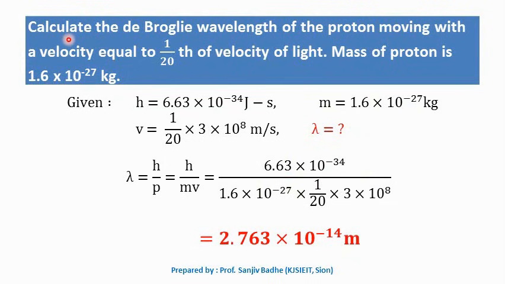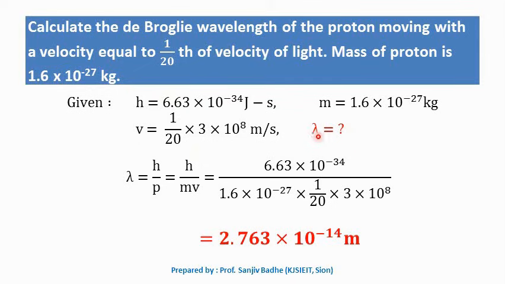This one is a simple problem. Calculate the de Broglie wavelength of a proton moving with a velocity equal to 1/20th of the velocity of light. Mass of the proton is given as 1.6 into 10 raised to minus 27 kg. Planck's constant we already know, 6.63 into 10 raised to minus 34 joule second. Mass of the proton is given to us, and the velocity with which the proton is moving is 1/20th of the velocity of light. Velocity of light is 3 into 10 raised to 8 meter per second. So multiplied by 1 by 20, we will get the velocity of the proton.